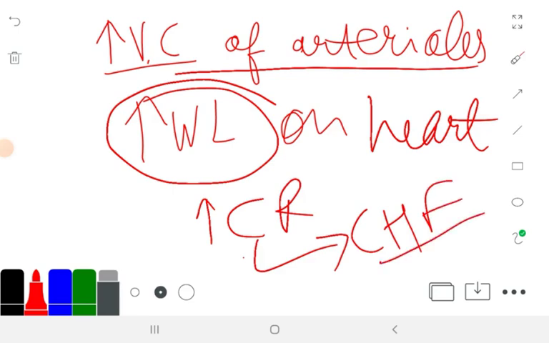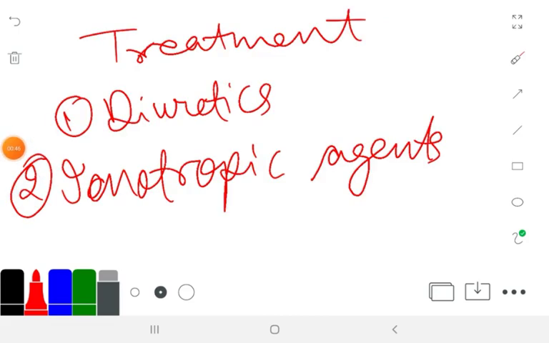CHF is congestive heart failure. Now the treatment of decompensated or acute heart failure. It is aimed at decreasing the congestive state first with diuretics, and increasing the contractility with positive inotropic agents.